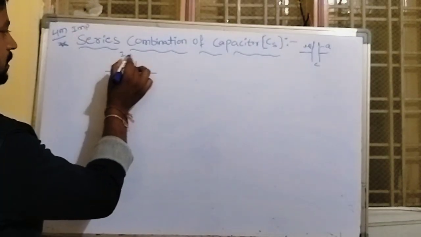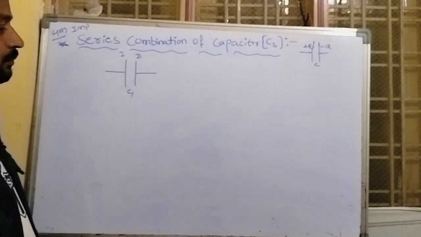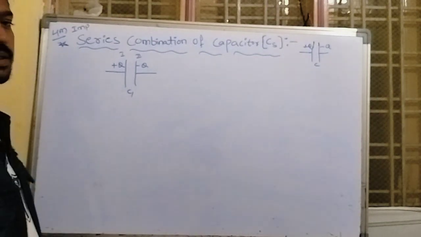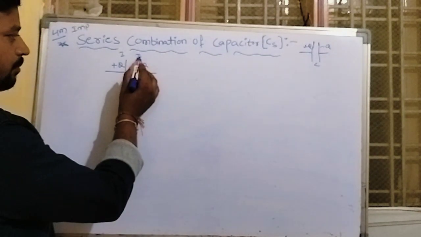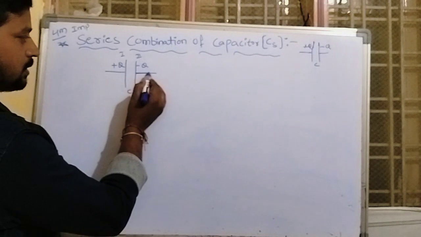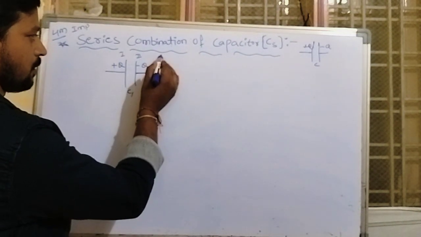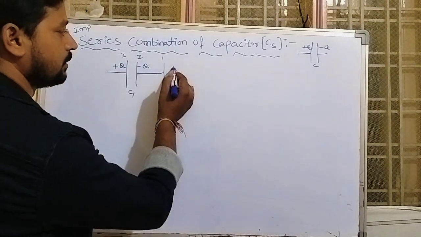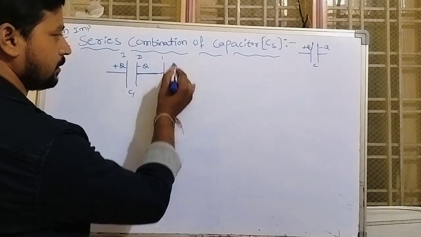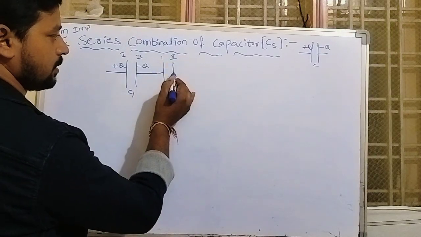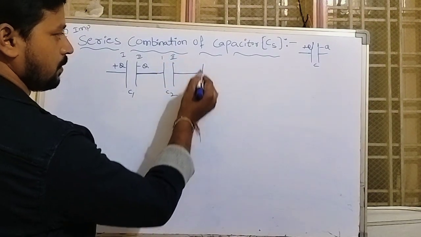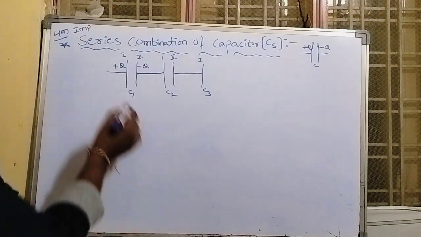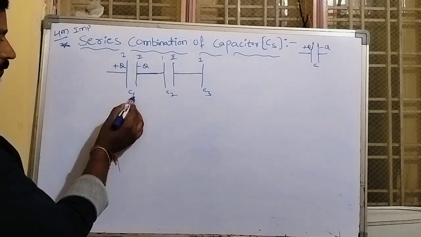This one is the first plate, and this one is considered the second plate. This one is plus Q charge, this one is minus Q charge. How to connect the series combination? The second plate of the first capacitor is connected to the first plate of the second capacitor, and the second plate of the second capacitor is connected to the first plate of the third capacitor.